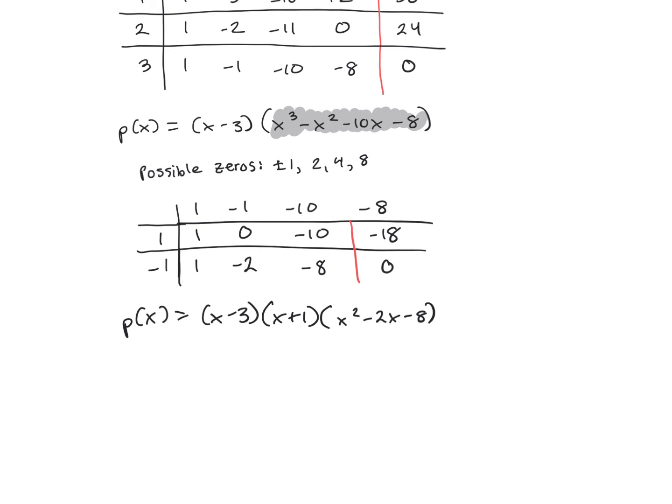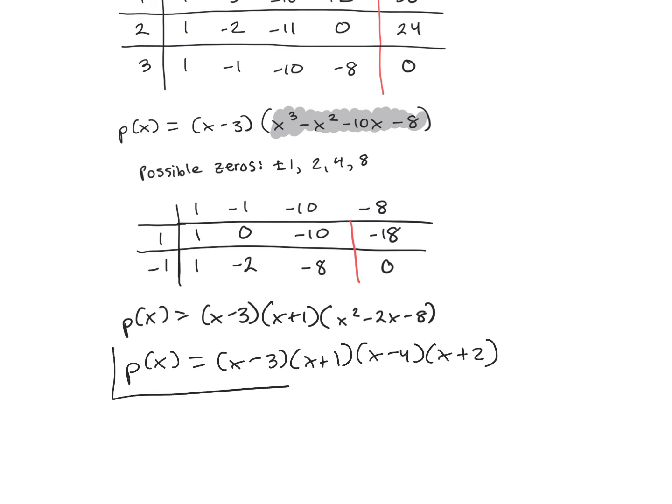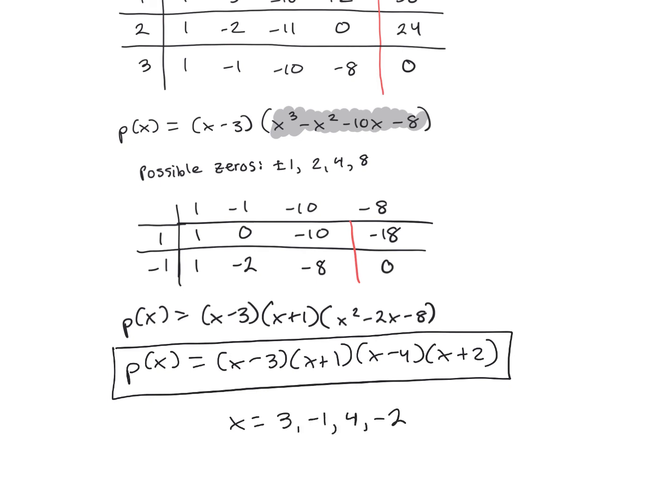As soon as you get down to a trinomial or any quadratic, we should be able to finish factoring or solving from there. So even if it's not factorable, we could always finish solving using the quadratic equation. But this one is factorable, so let's finish factoring that trinomial. So x minus 3 times x plus 1 times x minus 4 times x plus 2. So that's our factored polynomial. So that gives us the zeros, positive 3, negative 1, 4, and negative 2.